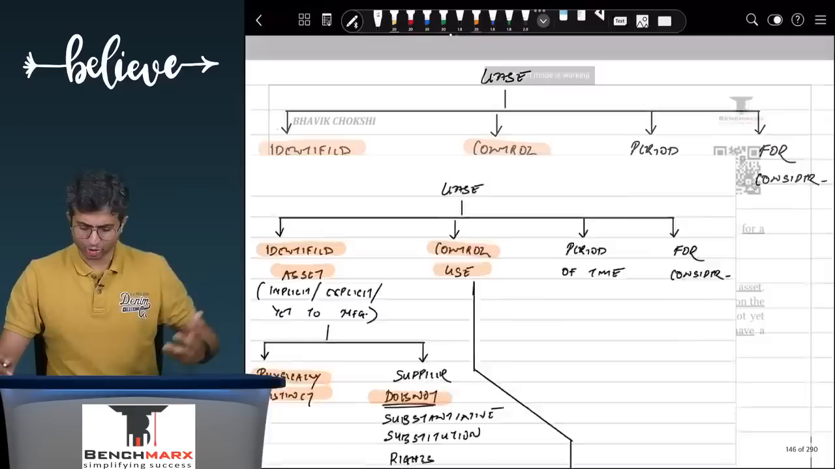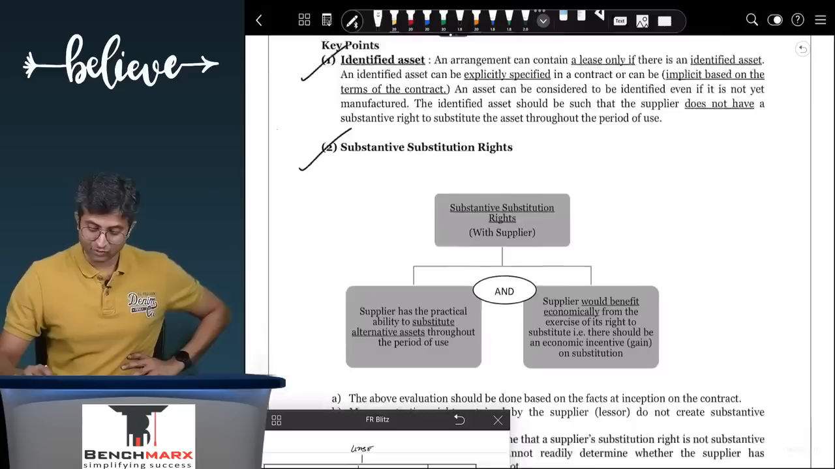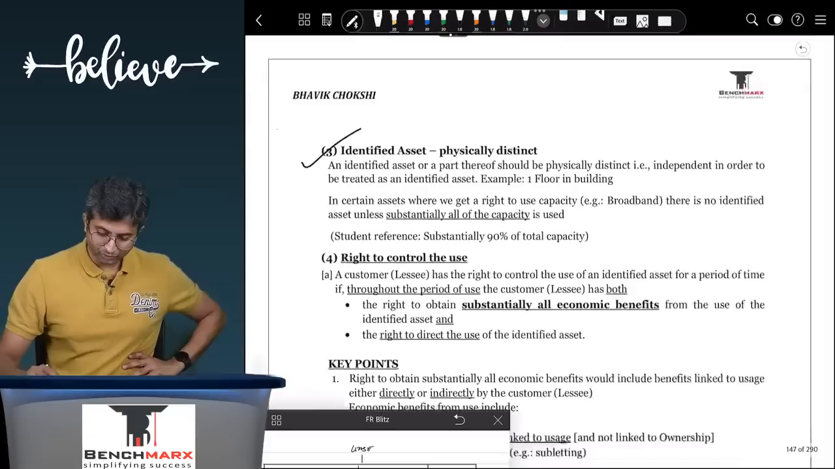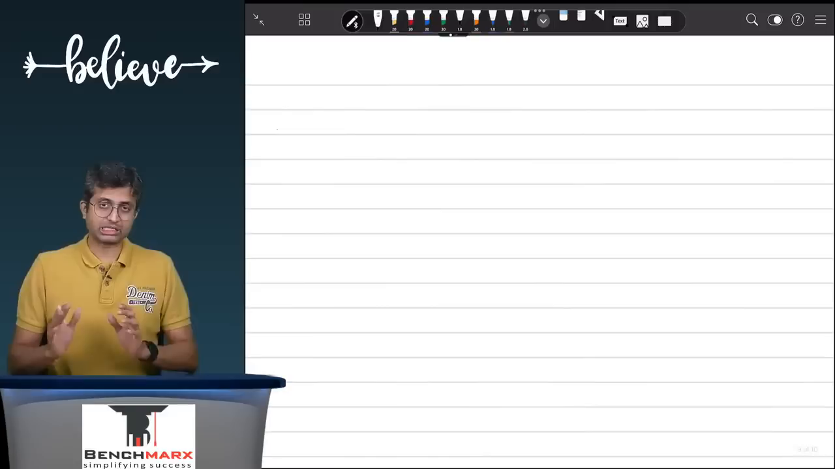So that is when we say it's a lease. It's a contract which conveys the right to control the use of an identified asset for a period of time in exchange for consideration. You can refer to the important points of identified asset, substantive substitution rights, what is the right to control use, etc. Next, this is the first part of the standard. Once you figure out that the transaction contains a lease, then how should you account for it?